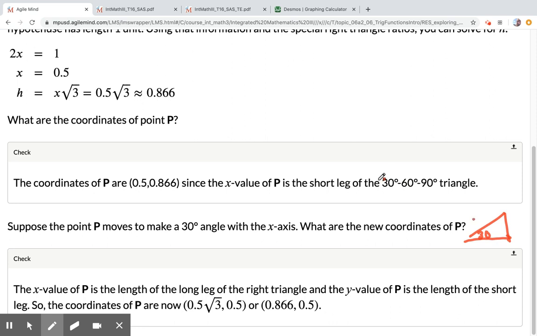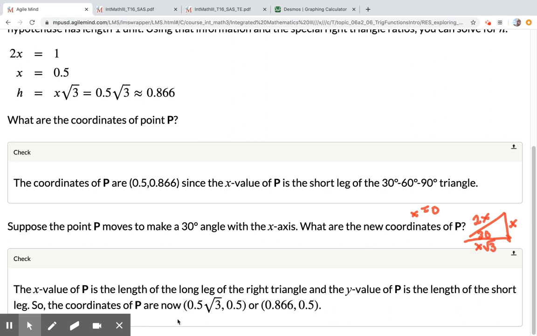But that means that this is 2x, which we already know, by the way. We already know that x equals 0.5. No, it doesn't. Sure it does. So that's 2x, and that's x, and that is x root 3. So look at what happened here. It looks like when I went to 30 degrees instead of 60 degrees, my x and y switched, which they did. My x and y coordinates swapped because I flipped around my triangle.